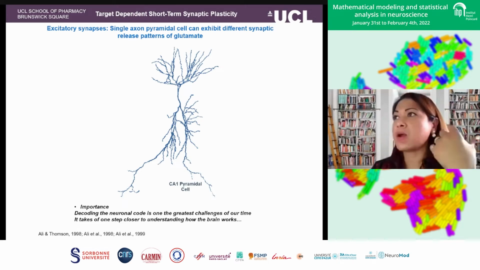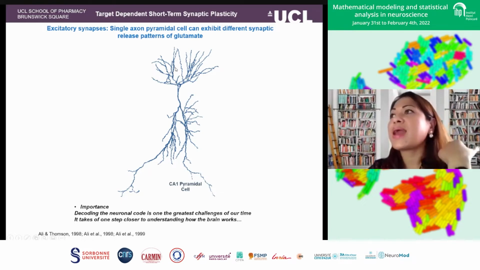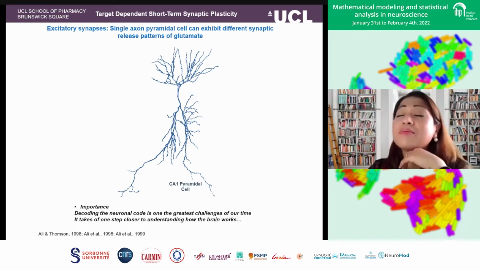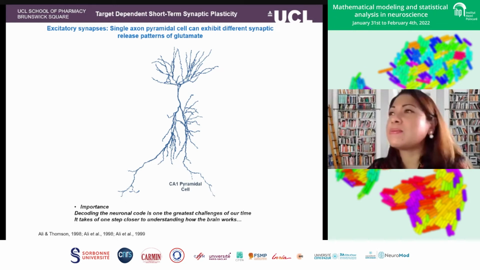So from the experimental side, we know that pyramidal cells, and this is an actual pyramidal cell in CA1, can exhibit several different types of short-term synaptic plasticity. Now, this is what I did a long time ago during my PhD, and it was the first lab to report, before some very famous people, that a single axon from the pyramidal cell can exhibit different types of patterns of glutamate release.